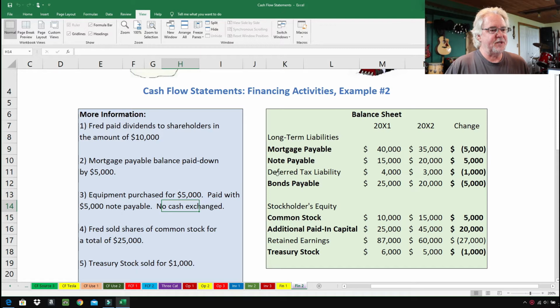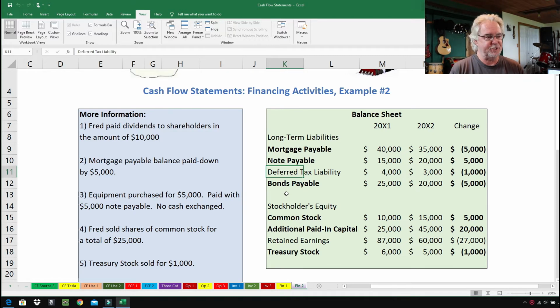So coming down the list here, deferred tax liability was $4,000. Now it's $3,000, so we have a drop of $1,000. It sounds like this deferred tax liability is getting paid, but the thing is that all taxes go in the operating section, not the financing section. So this is one exception to the rule. And I think it's about the only exception that I know of, where a long-term liability goes into the operating section.